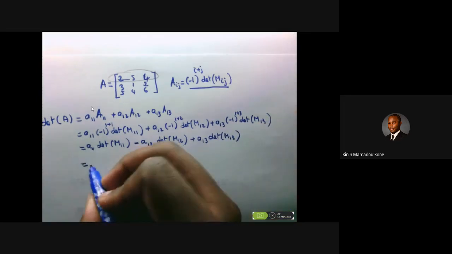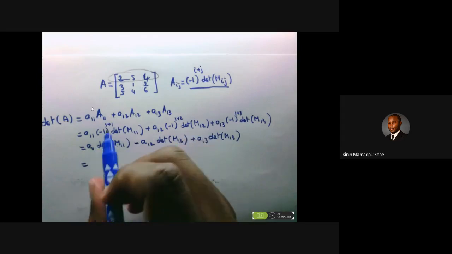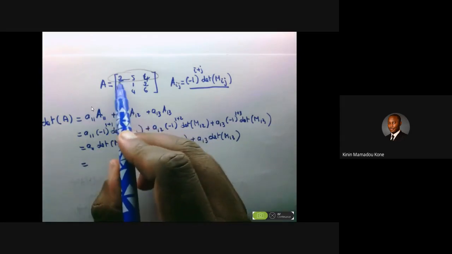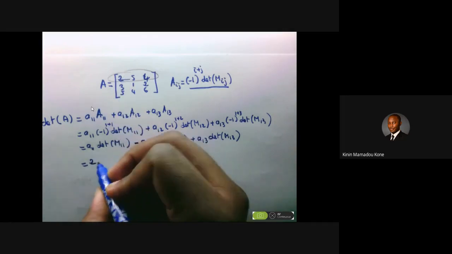So now we'll turn these into numbers. A11 is the entry located at the first row, first column, so that's 2.